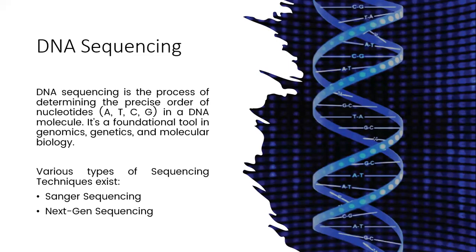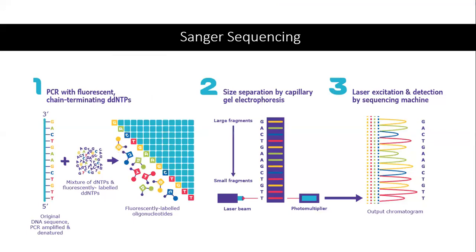Sanger sequencing was the early technology that was used. Right now, next-gen sequencing is way more widely used because it's way faster, and it's done by a machine, so you don't need to do anything manually. But I have a diagram just showing you what Sanger sequencing looks like.